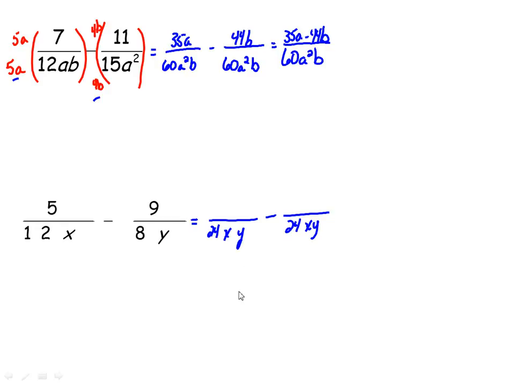Okay, so the first fraction, we've got to find the new numerators. So what do you have to multiply 12x by in order to get 24xy? Very good, top and bottom. So on the top, we're going to get a 10y. See if you can find the new numerator for the one on the right. 10 seconds.